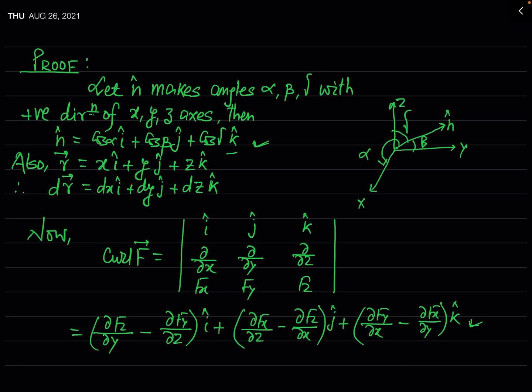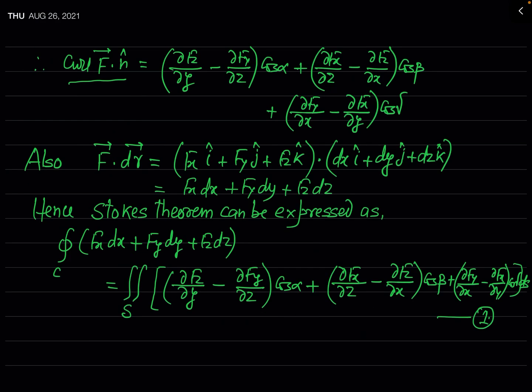So you can easily see this product will be: the first term (del Fz by del y minus del Fy by del z) into cos alpha. Similarly, (del Fx by del z minus del Fz by del x) into cos beta, and (del Fy by del x minus del Fx by del y) into cos gamma, which we have written here.